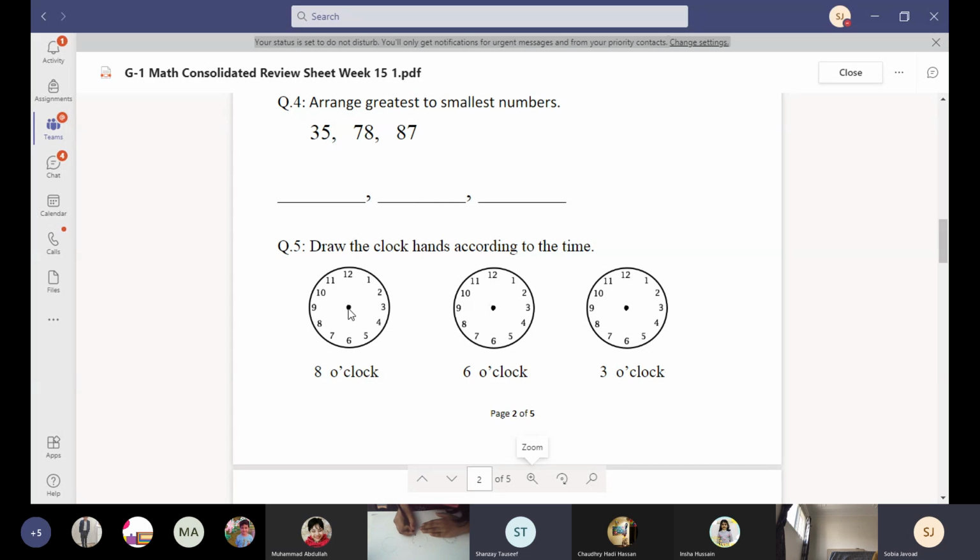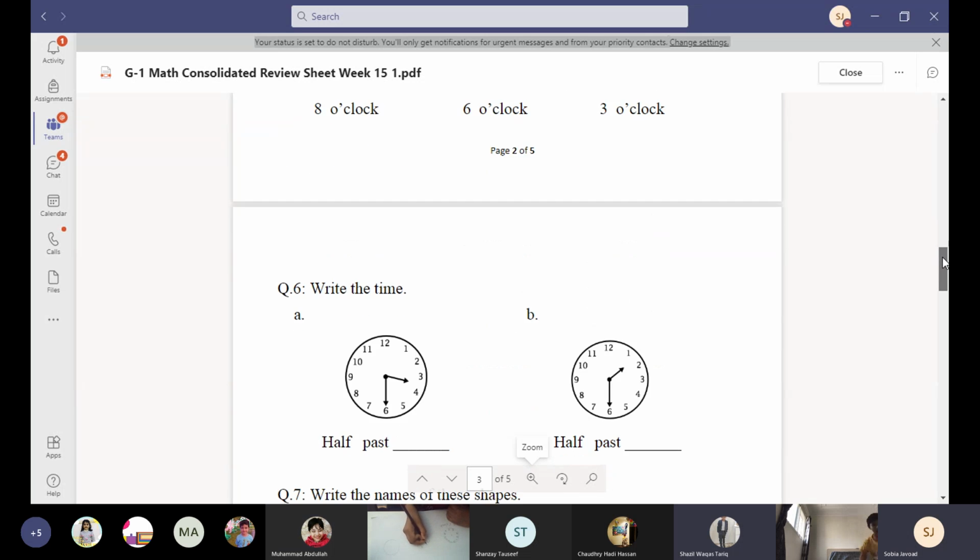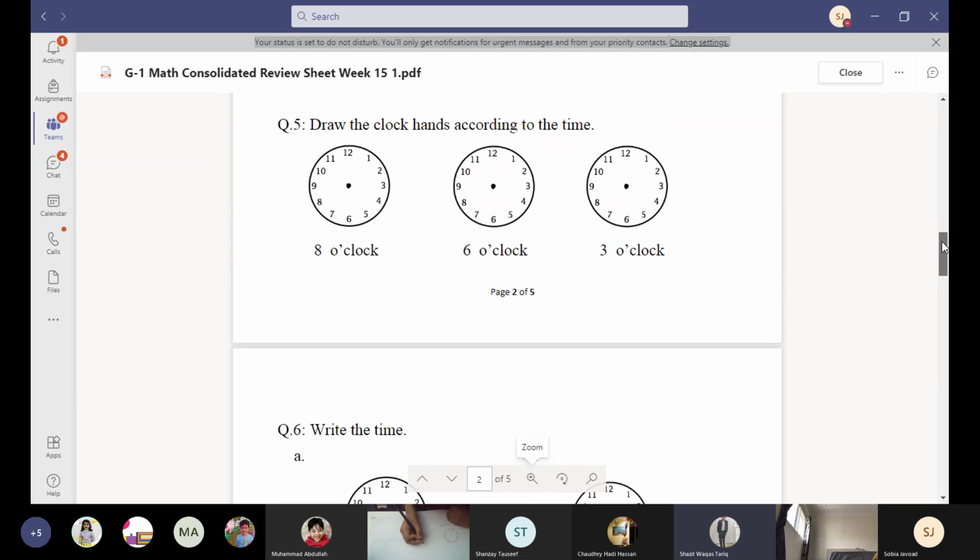6. Yes. 6, and the long hand should be? 12. Yes. And what about Chadil? Chadil, if the time is 3 o'clock, where should be small hand? It will be on 3. Okay. Small hand will be on 3 and bigger hand will come on 12. Okay. That's great. The rest is so easy, you can do by yourself.